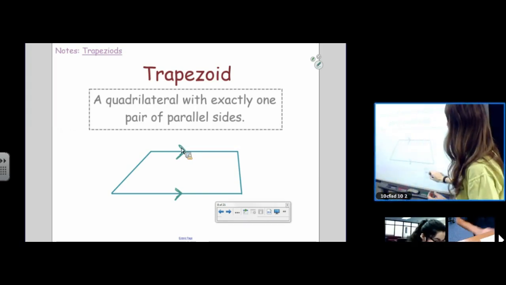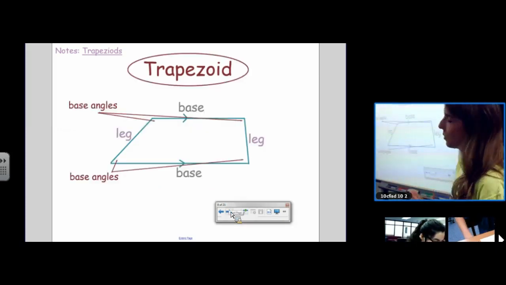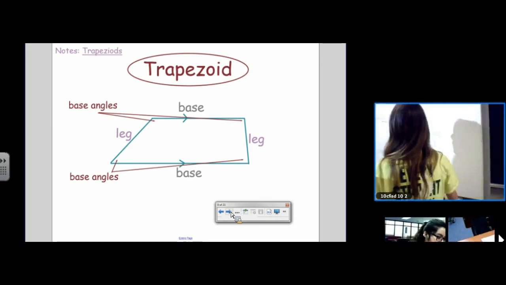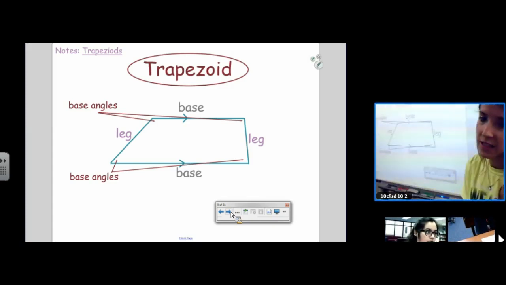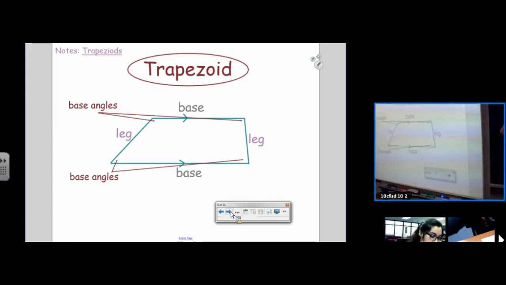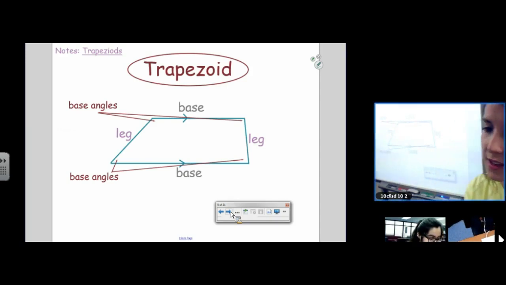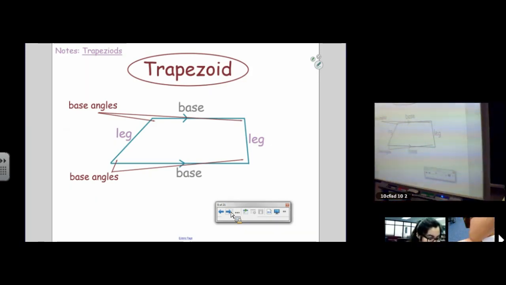Now, there's certain words that we need to go over in a trapezoid. Please mark your picture on your family tree. The sides that are parallel are called the bases. The sides that are not parallel to each other are called the legs.